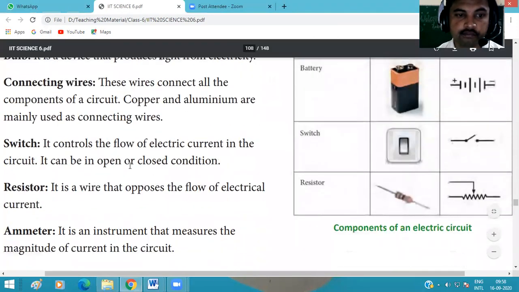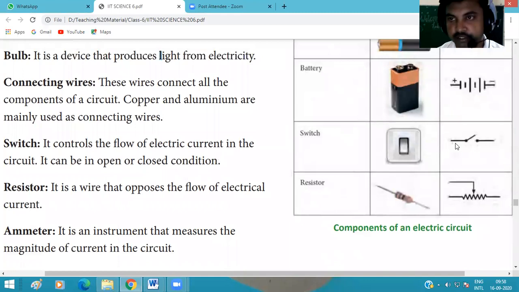Switch. Here it shows the switch. In our houses we see a switch looking like this, and in the electric circuit we draw it like this. This is an open circuit, an open switch. Open means it is the off switch. When the wires are not connected, electric current does not flow. When this wire connects with this wire, it means the switch is on and current flows.